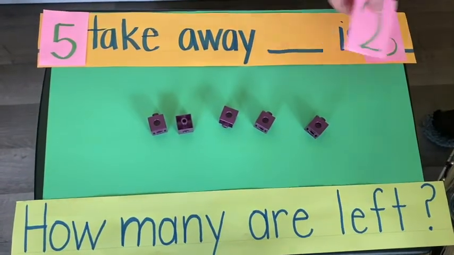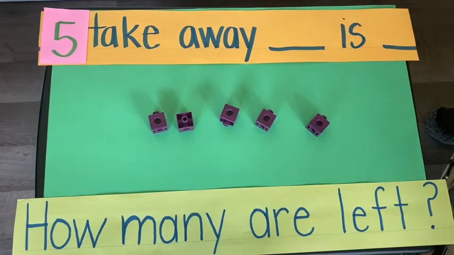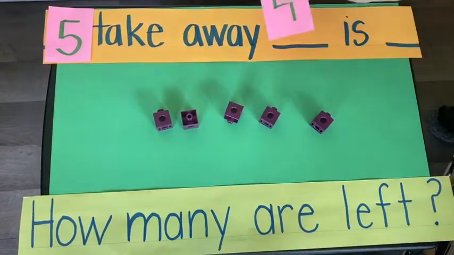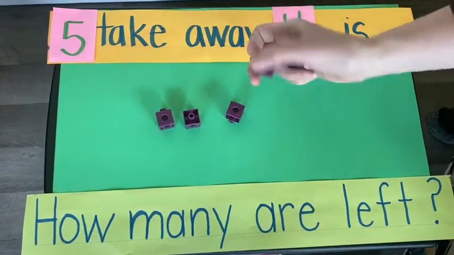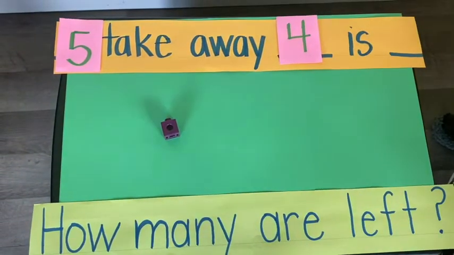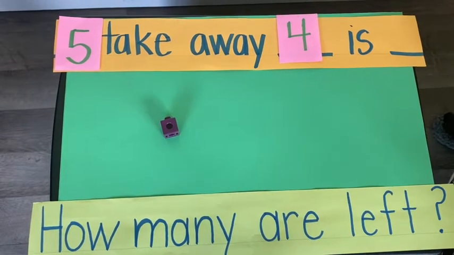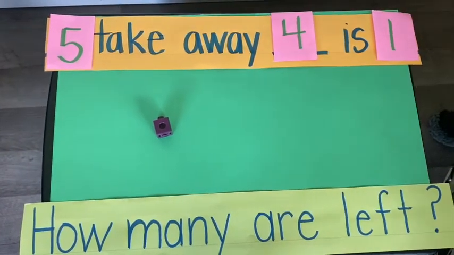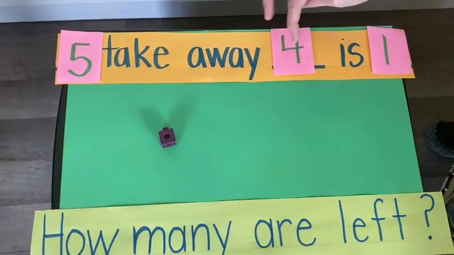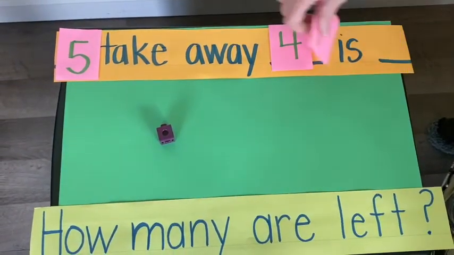Okay, let's try another one. 5. Let's put our 5 counters back down. Let's take away 4 this time. Go ahead, grab 4. 1, 2, 3, 4. Put them behind your back. How many do you have left? 1. You are correct. So we would read it 5 take away 4 is 1. Okay, let's try one more.